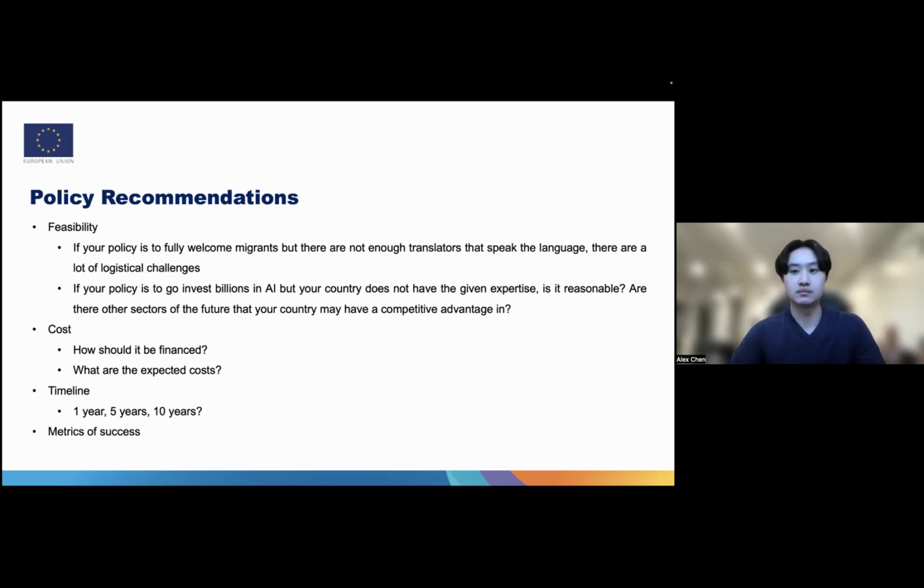But I think it's good to have a general idea for what you think would be reasonable. Like, okay, what do you think could be done in year one, or what could be done in 5 years? What could be done in 10 years, right? And then the last thing would be metrics of success.